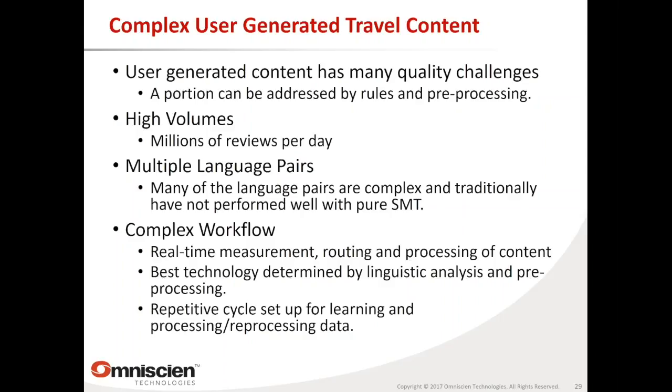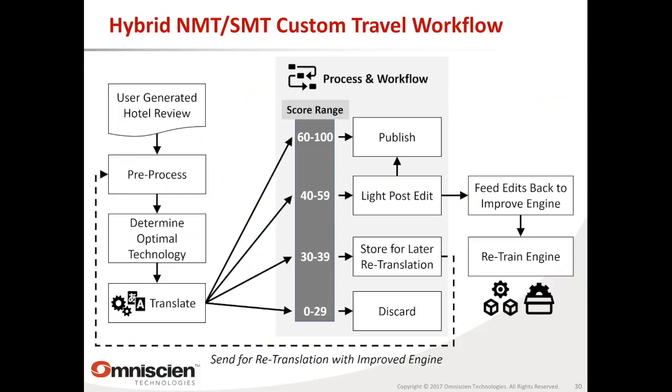There's, in this case, high volumes. We're talking millions of reviews a day. Multiple language pairs, so we're going to a large range of language pairs here. It's the same English content being processed, but it's going into a variety of languages. And then there's a very complex workflow that's doing real-time measurement, routing, and processing of content. It's determining the best technology through real-time linguistic analysis and pre-processing, and it's a repetitive cycle for learning and processing and reprocessing data. So let's look at that in a diagram now.